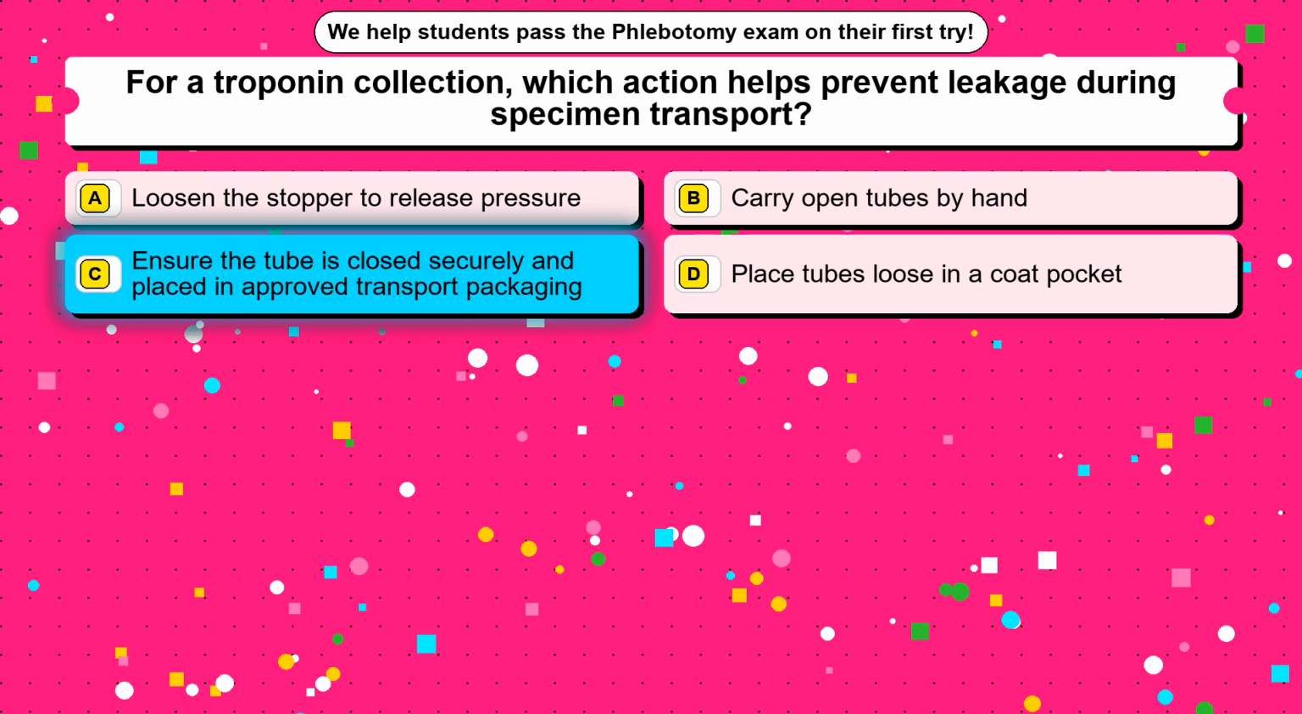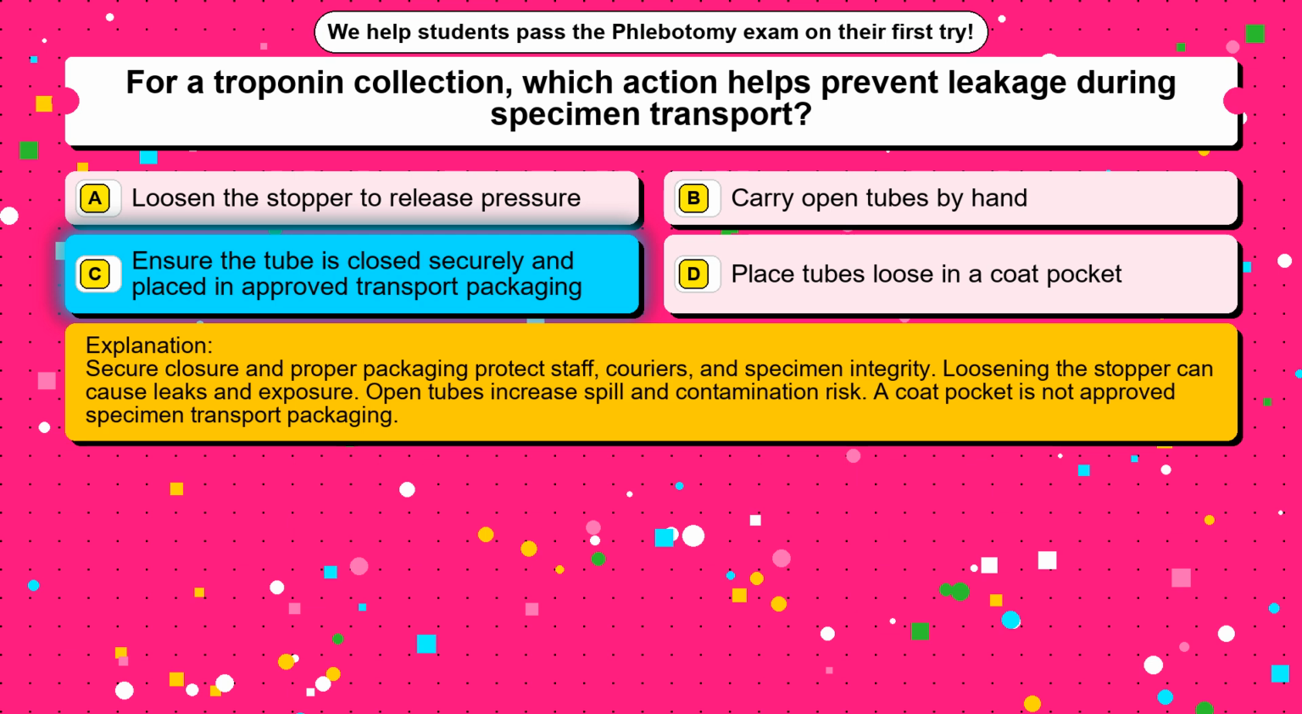The correct answer is option C. Ensure the tube is closed securely and placed in approved transport packaging. Secure closure and proper packaging protects staff, couriers, and specimen integrity. Loosening the stopper can cause leaks and exposure. Open tubes increase spill and contamination risk. A coat pocket is not approved specimen transport packaging.